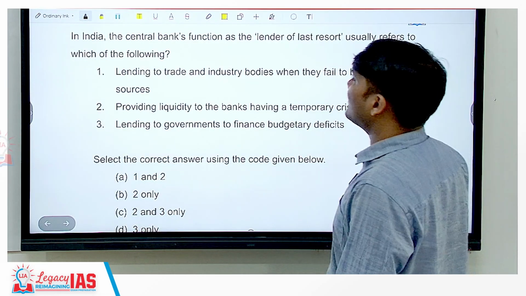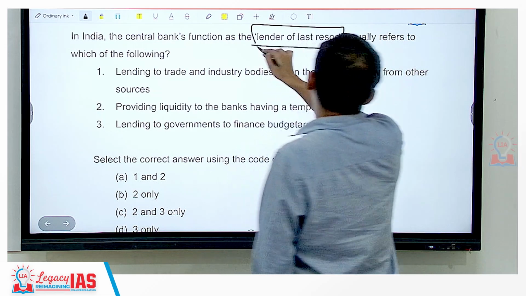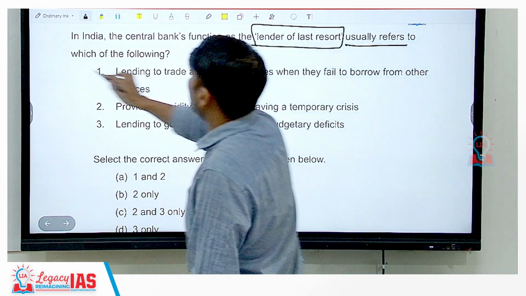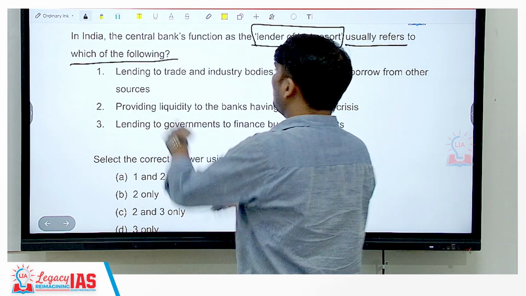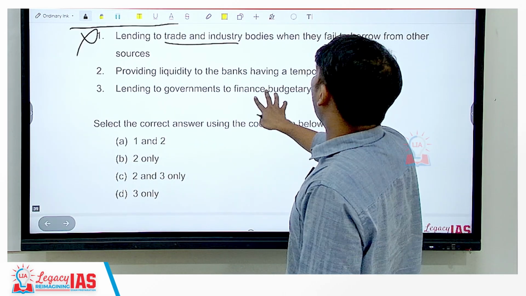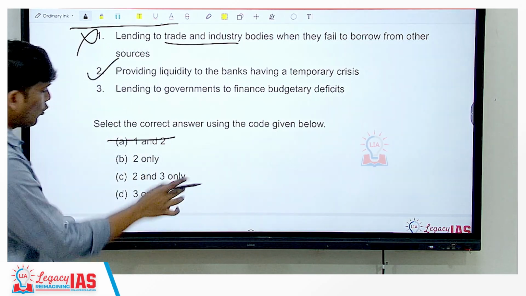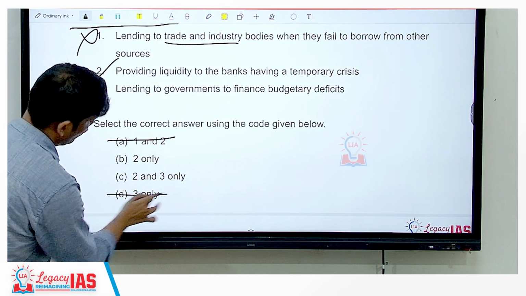Next, in India, the central bank functions as the lender of last resort. We saw this concept. Lender of last resort usually refers to which of the following? Lending to trade and industry? No. Providing liquidity to the banks having a temporary crisis? Yes. So 1 is wrong, 2 is right. So if 2 is right, this will also go away.